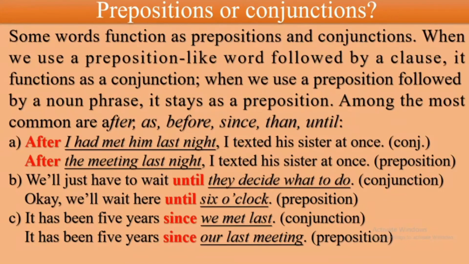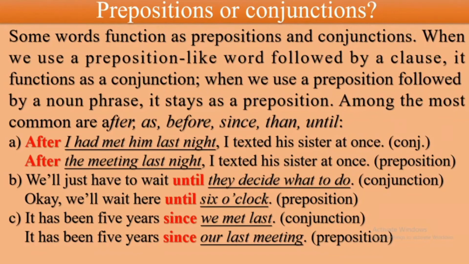Second example, we will have to wait until they decide what to do. In this sentence, until is a conjunction as it has connected two clauses. We will just have to wait, this is the main clause, until they decide what to do is the subordinate clause. Next, we will sit here until 6 o'clock. In this sentence, until is a preposition because it has been used before a noun phrase, 6 o'clock.